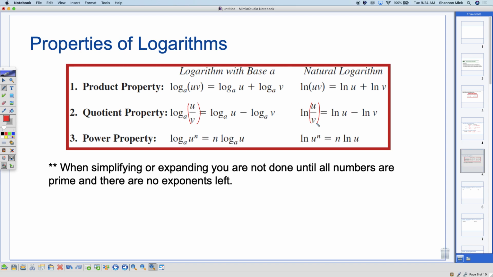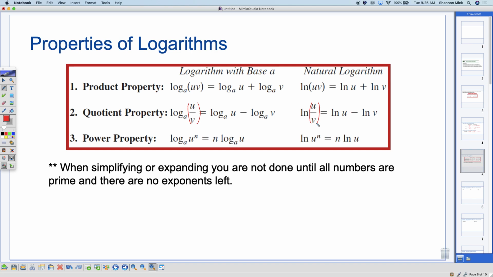The power property, okay, now we said when we have a power to a power, we multiply, correct? So here, the same thing. I have log base A of U to the n, okay? This exponent comes out front and we multiply it by. So it's log base A of U to the n is n times log base A of U. So again, it works the same exact way in natural log.